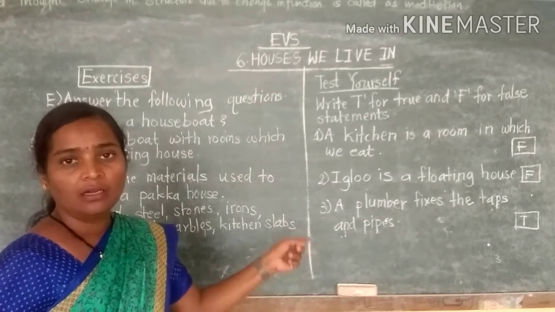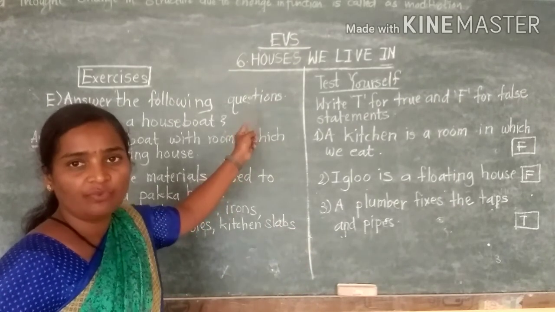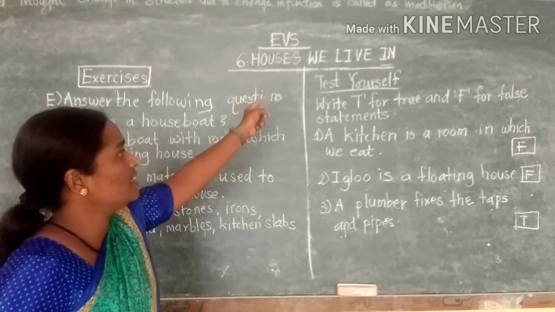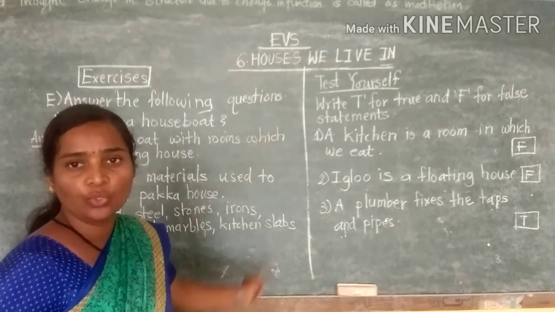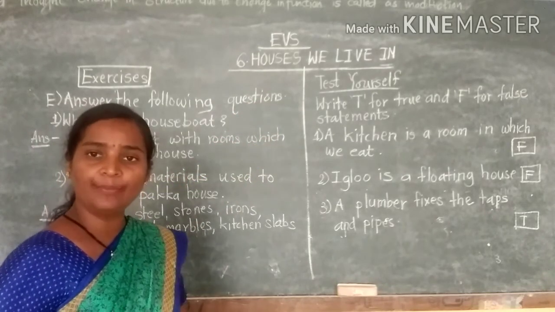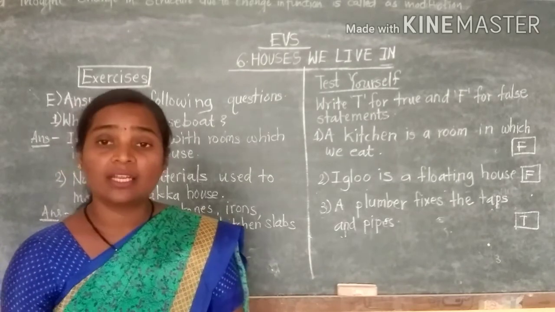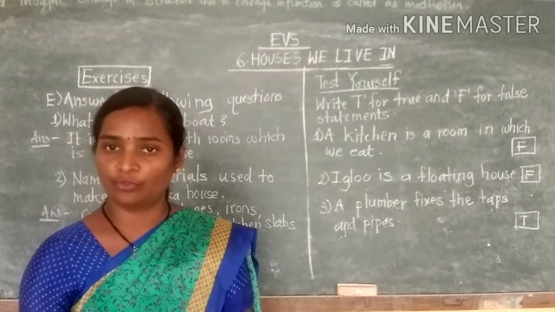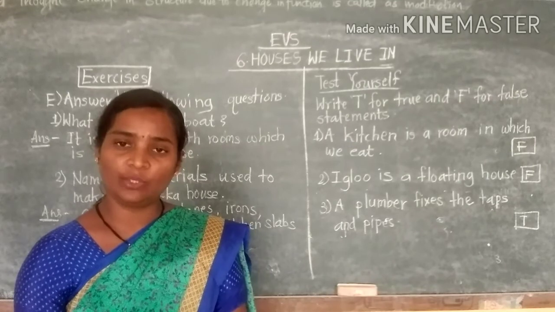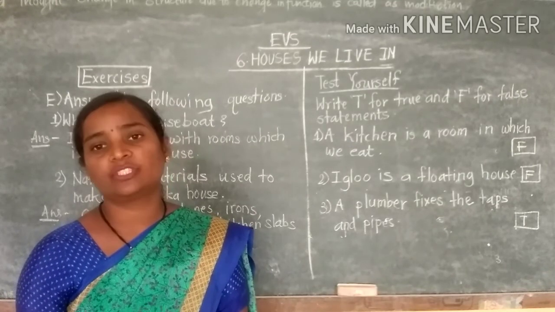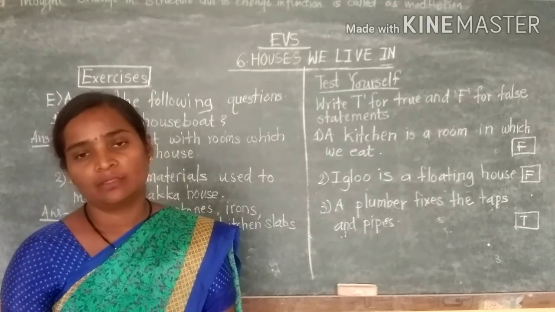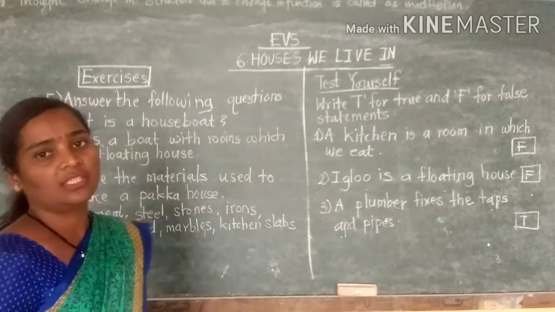Here, with this, we have completed lesson six, the house we live in, with all the exercise. Student, now you have to write in the notebook. If any query is there, you should send me a message. Understood? Once again, you see on the board.